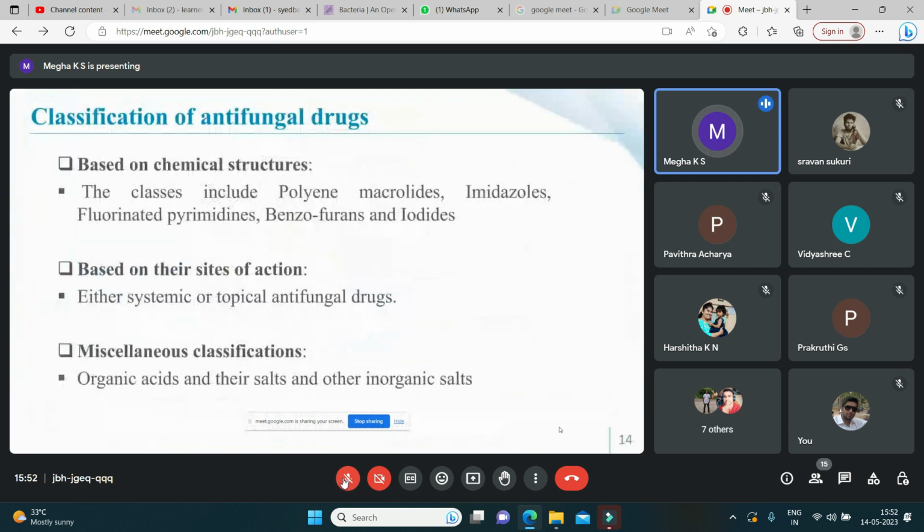Coming to the classification of antifungal drugs based on chemical structure, this includes polyenes, macrolides, imidazoles, benzofurans and iodides, and based on their site of action, it may be systemic or topical antifungal drugs. Miscellaneous classification includes organic acids or their salts or other inorganic salts.